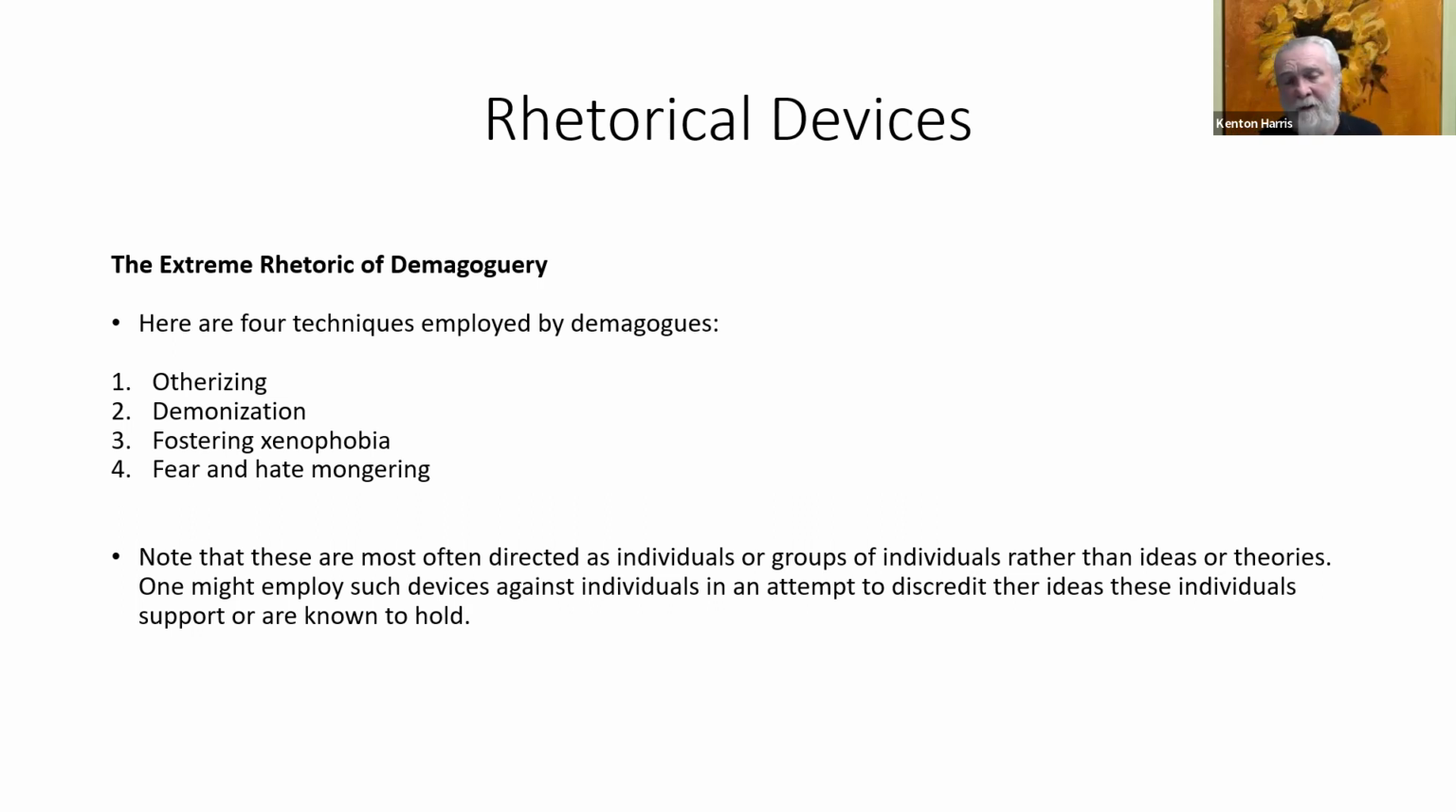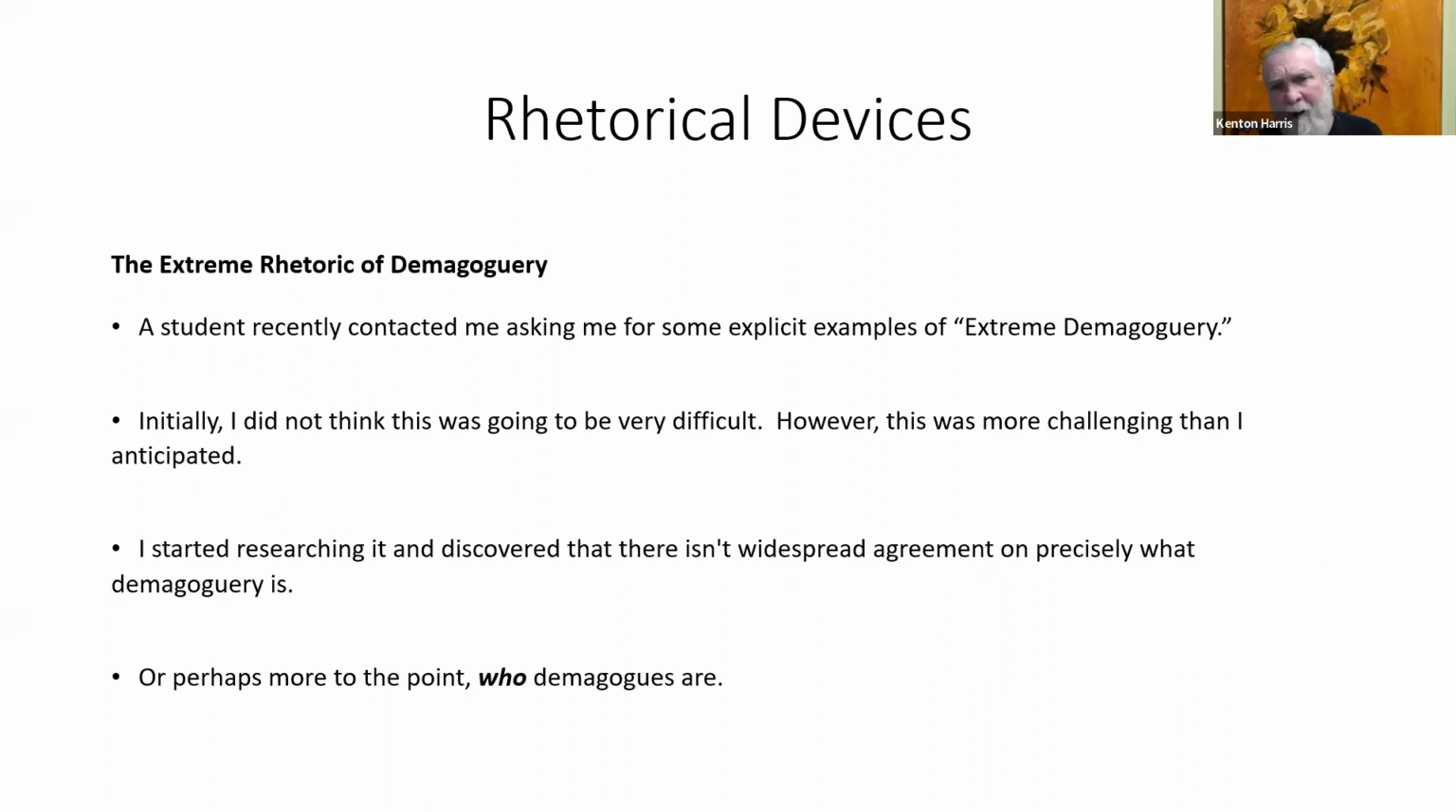They think that they can defeat their opponent's position by building up bad feelings or worries or fears or anger towards their opponent. But of course, that leaves the opponent's ideas untouched and unexamined. And this is something the critical thinker would be on guard against. Final word. A student recently contacted me asking me for some explicit examples of extreme demagoguery. Initially, I did not think that was going to be difficult to do. However, this was more challenging than I anticipated.